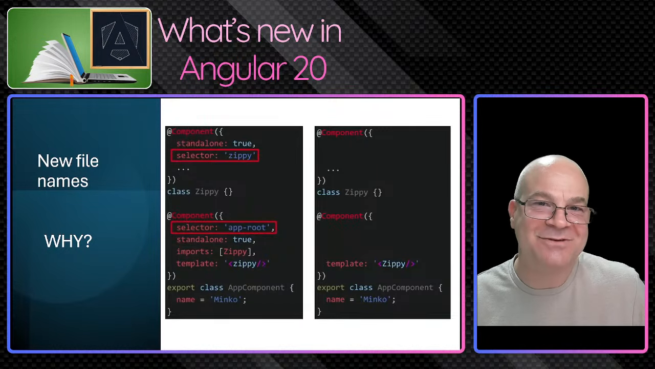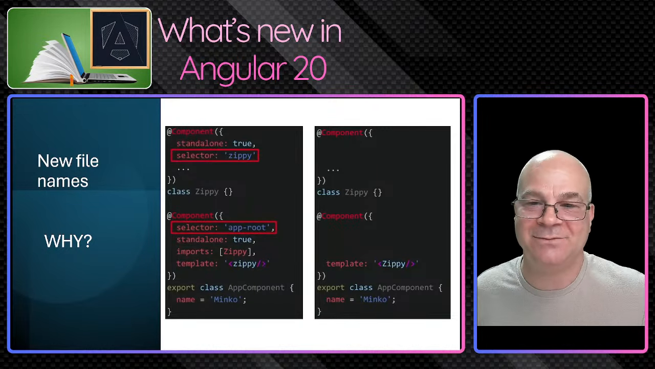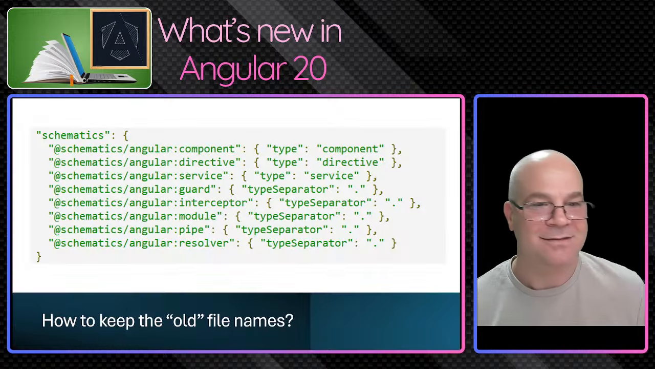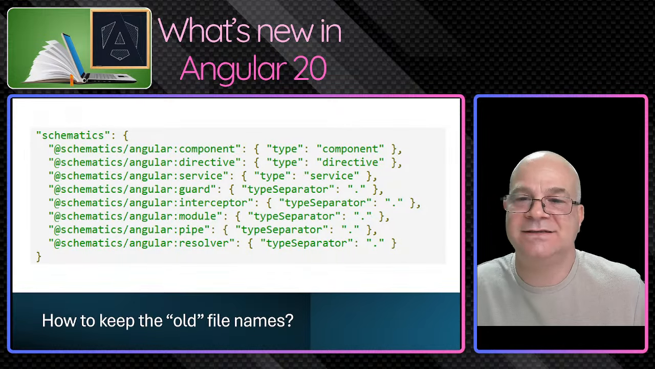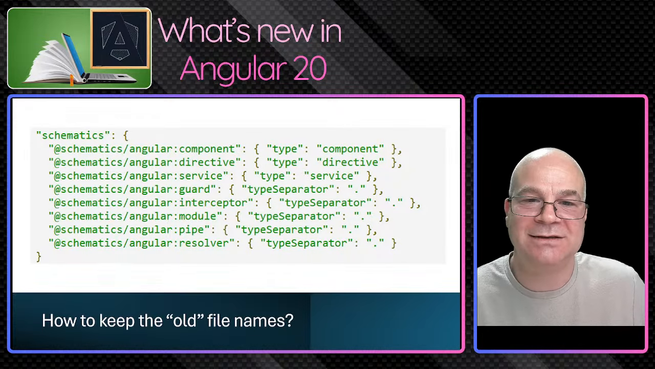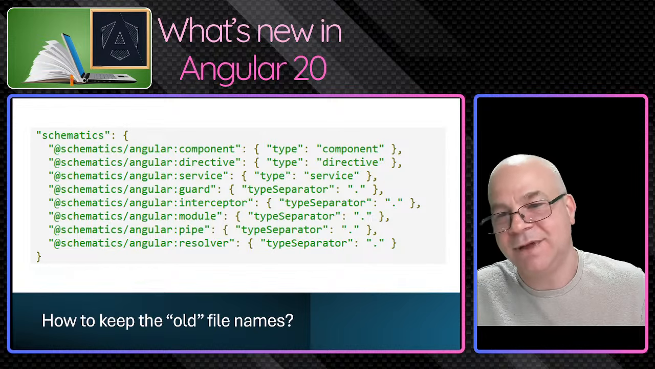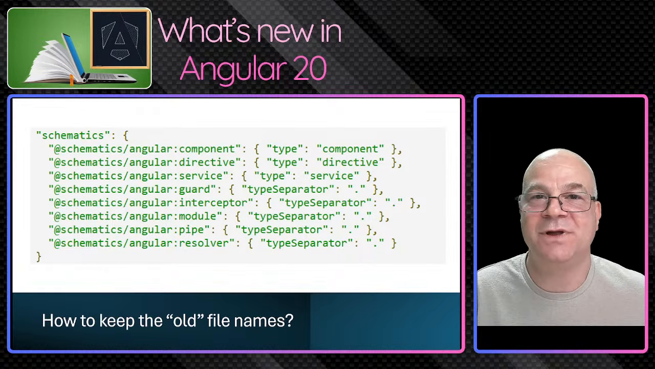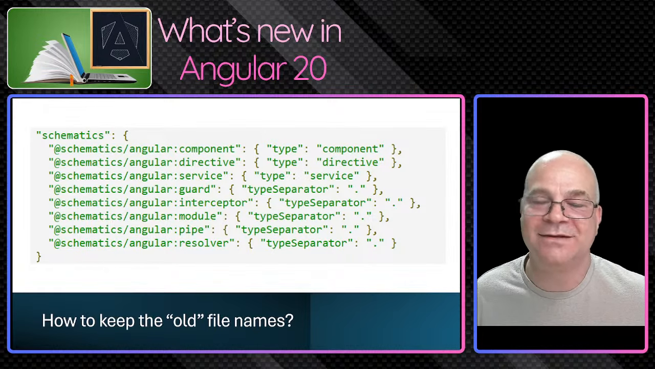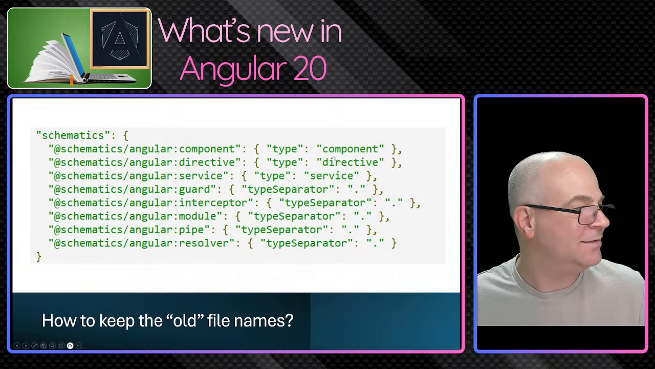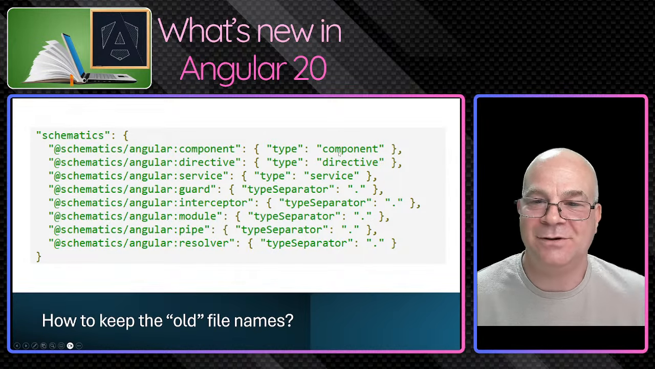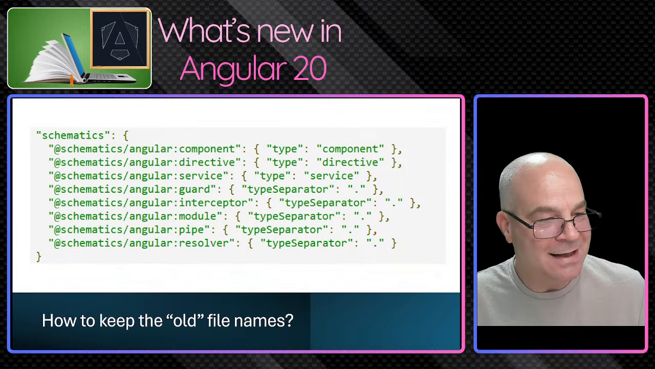But if you don't like the new file names, if you want to stick to the old file names, like me, by the way, then you can always add these schematics to your project, and that will maintain the original names so that when you ng generate a new component, you will have the .component extension, like we all learned to love. And that's it.